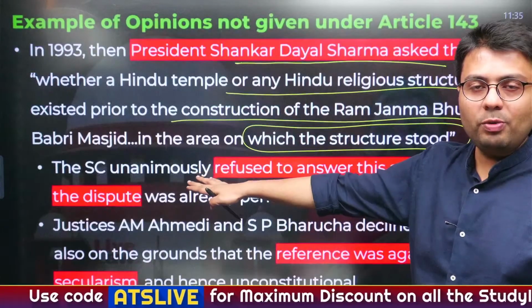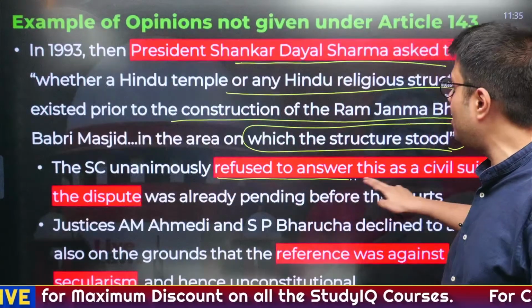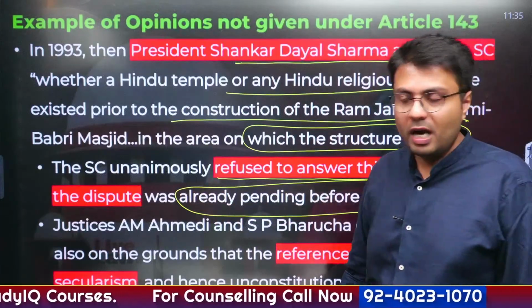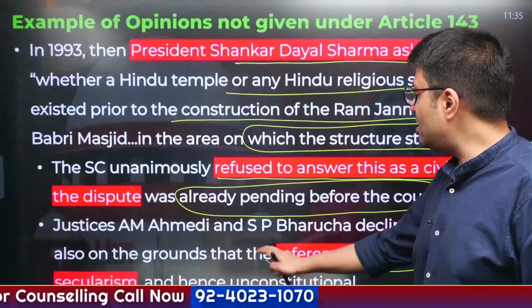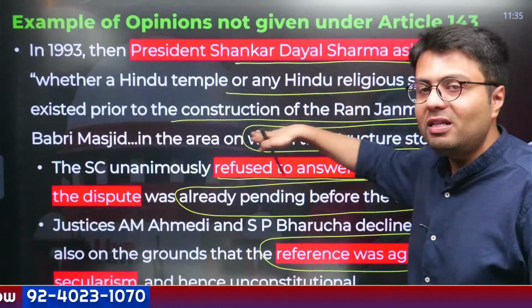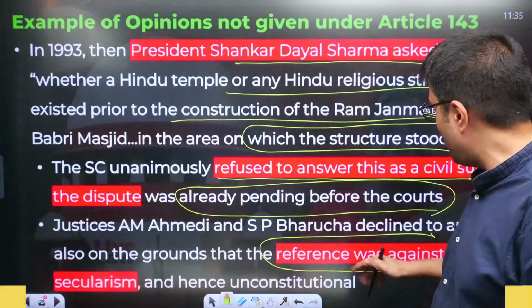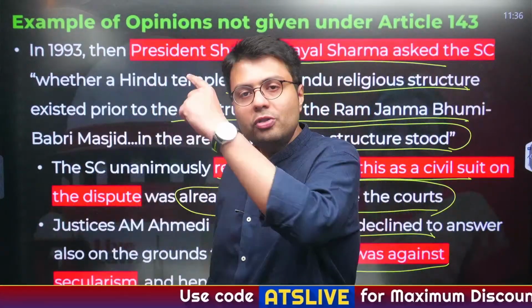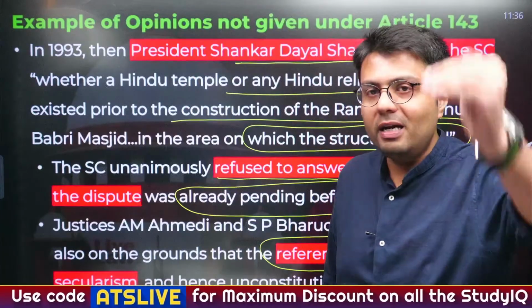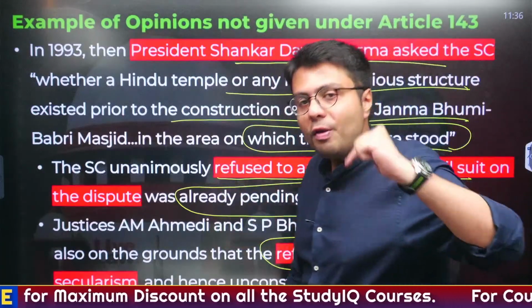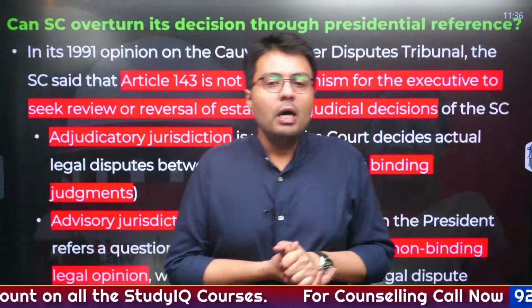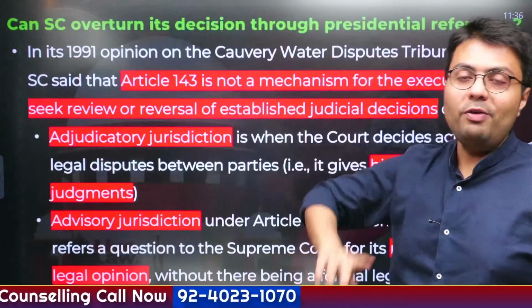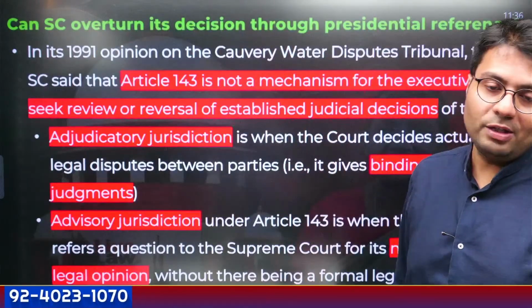And when this question was asked, the Supreme Court unanimously refused to answer it because the matter was already pending with different courts in the country. And two judges said that this reference, used by the President to hear this sensitive matter, was actually unconstitutional because it went against the principles of secularism, right? So you need to understand this is not a mandatory question. The Supreme Court can actually refuse to give legal opinions also. Now, can the Supreme Court overturn the decision that it made in the April judgment when it imposed timelines on the President as well as the Governor?